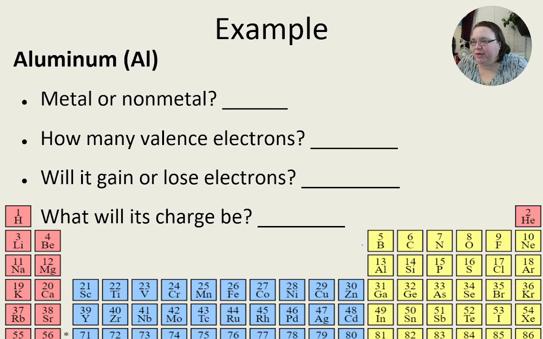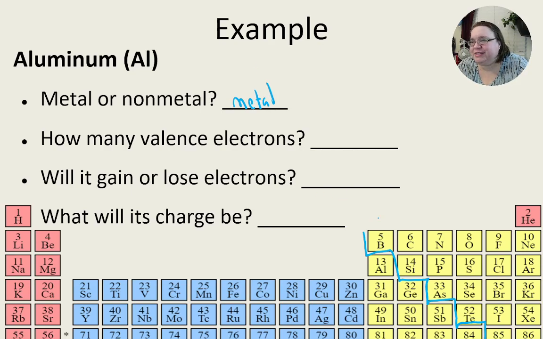All right, aluminum. Drawing my little staircase back. Aluminum sits just under the stairs, but remember, it's an exception to that metalloid rule. Aluminum is a metal. All of the others who sit on or below the stairs are metalloids, but aluminum is a metal. Think of aluminum foil. You've seen it, you've encountered it, you know it's definitely a metal.